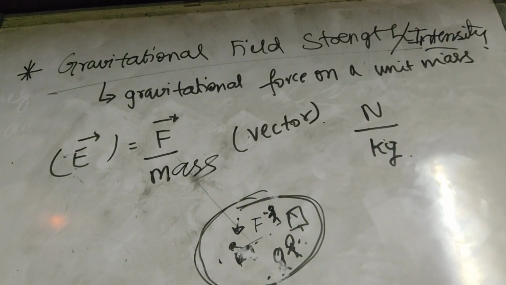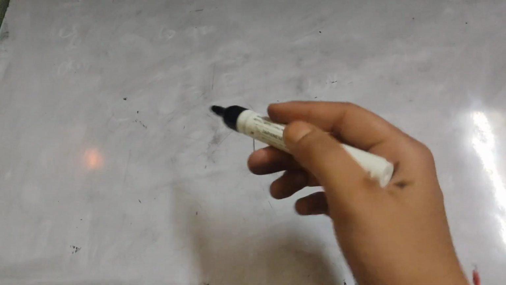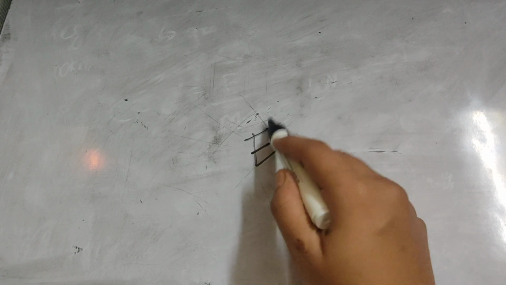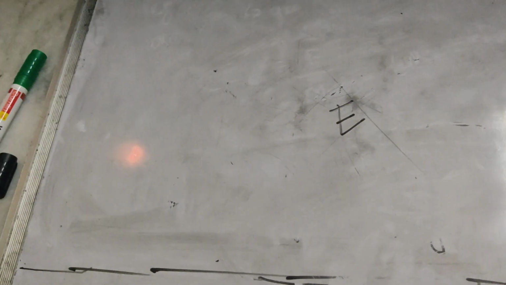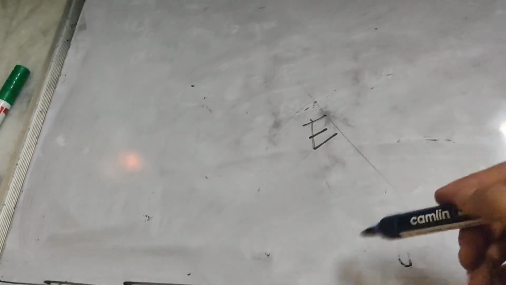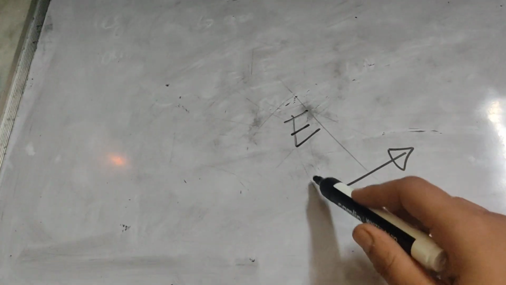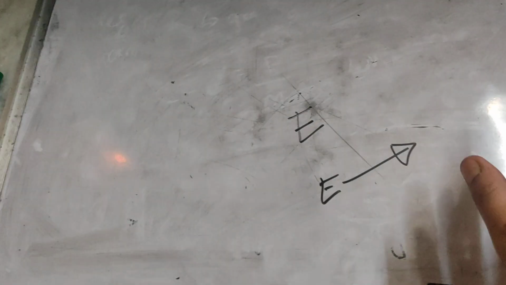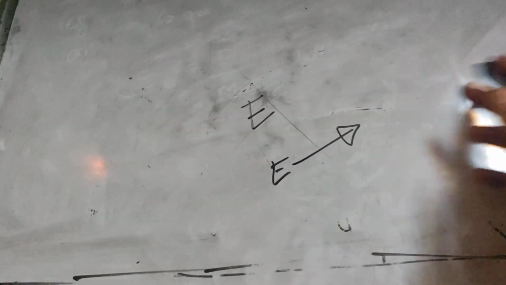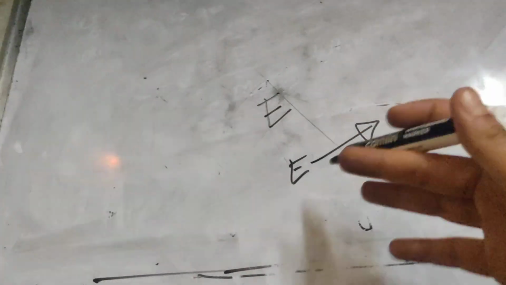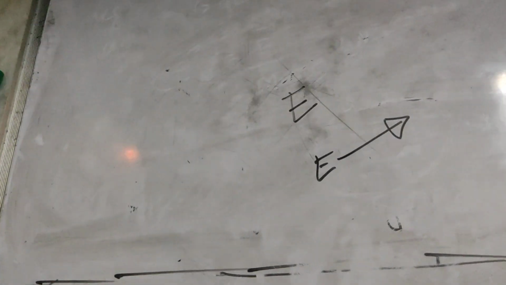And this gravitational field strength will be denoted with the letter E. As it is a vector quantity, it must of course have a direction. So what will we consider the direction for it? In the direction of force. Suppose force is acting in this direction, then E will also act in the same direction. And always remember, gravitational force is an attractive force, so it will always be towards the body.